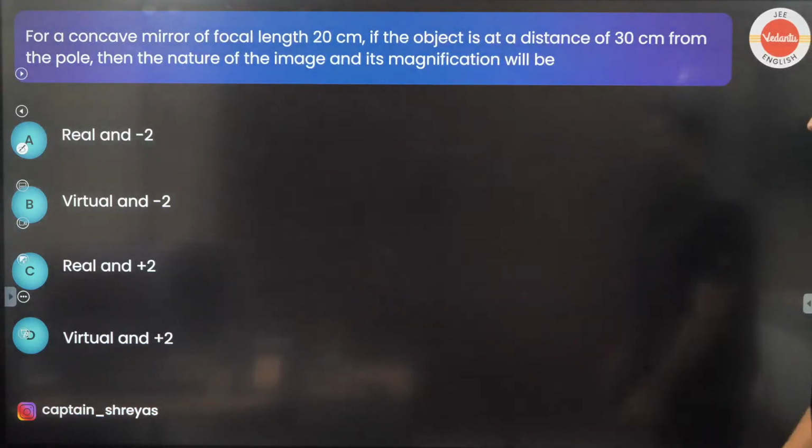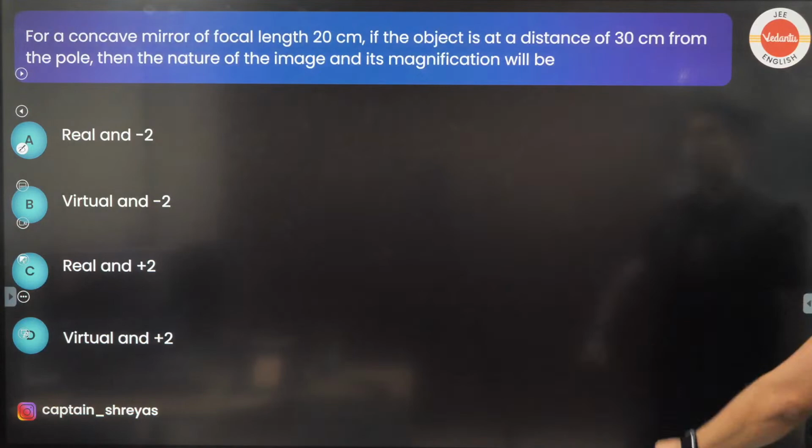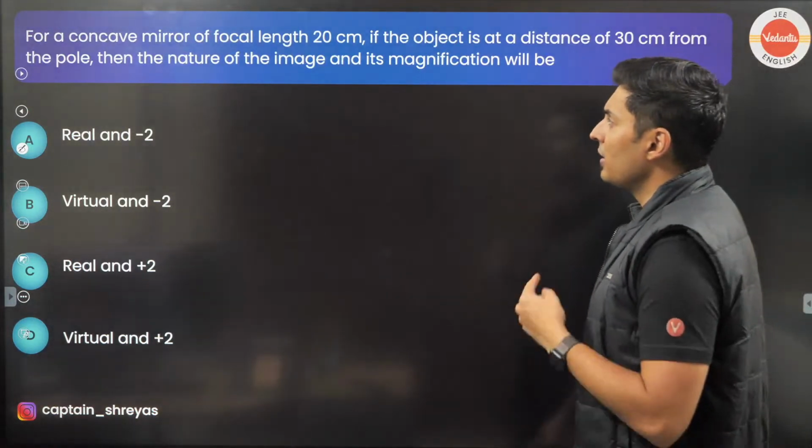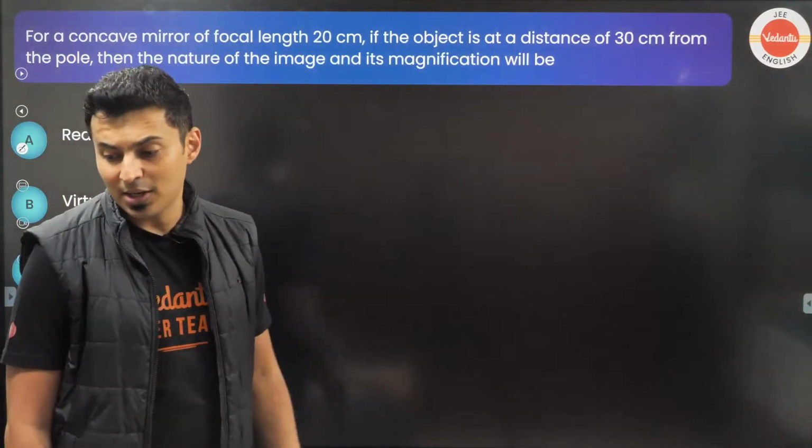For a concave mirror of focal length 20 centimeters, if the object is at 30 centimeters from the pole, then the nature of the image and its magnification will be.